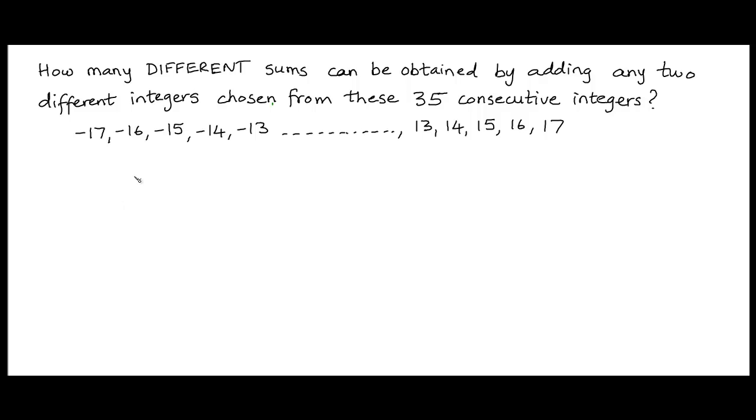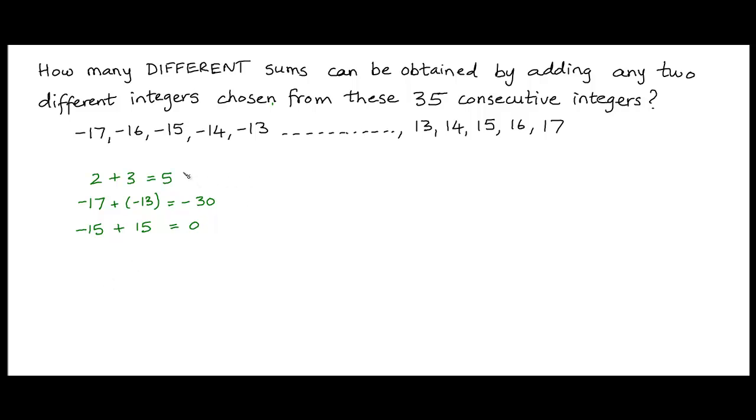For example, if we pick the integers 2 and 3, then we get a sum of 5. If we pick the integers -17 and -13, then we get a sum of -30. If we pick the integers -15 and 15, then we get a sum of 0.